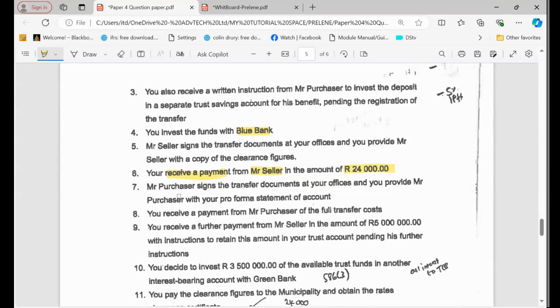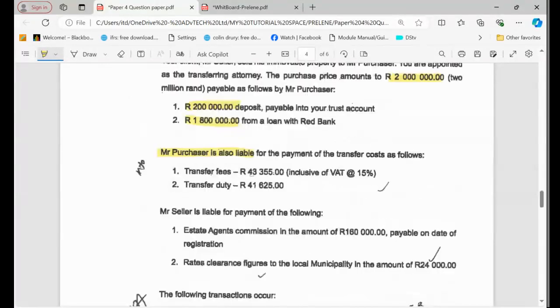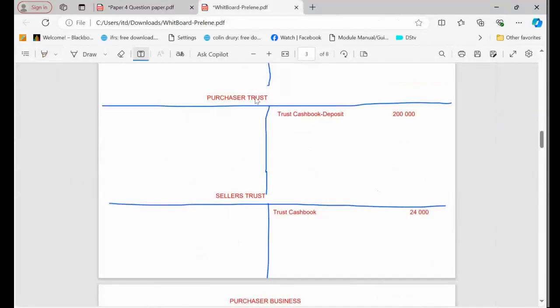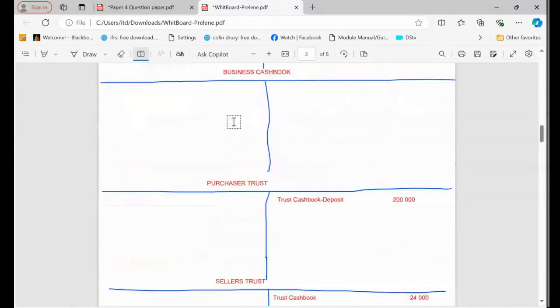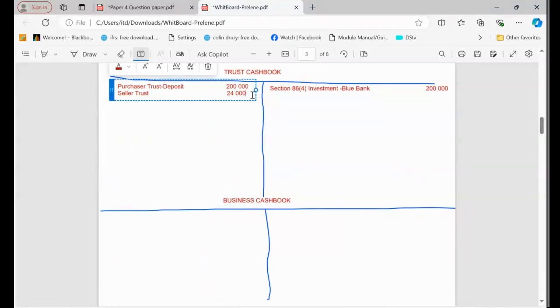Number 7, Mr. Purchaser signs the documents at your office and you provide them with the pro forma statement. You receive a payment from Mr. Purchaser of the full transfer cost. In other words, this money comes from Mr. Purchaser, our client. So where are we going to put that amount in full? The full transfer fees plus transfer duties goes in the trust bank account. Yes, I agree. You said trust bank account. We're receiving that for the purchaser. Yes.